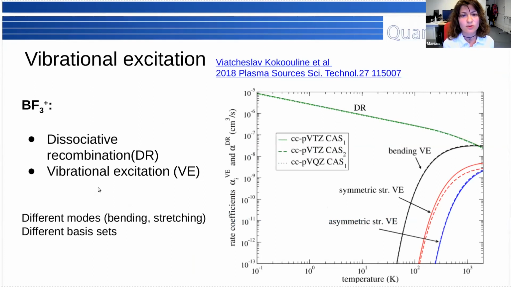This is an example from a paper from Vyacheslav. It is actually not only about vibrational excitation, but also dissociative recombination for BF3+. So the group varied basis sets to arrive at better accuracy and considered different vibrational modes, stretching, bending, and this is the dissociative recombination.